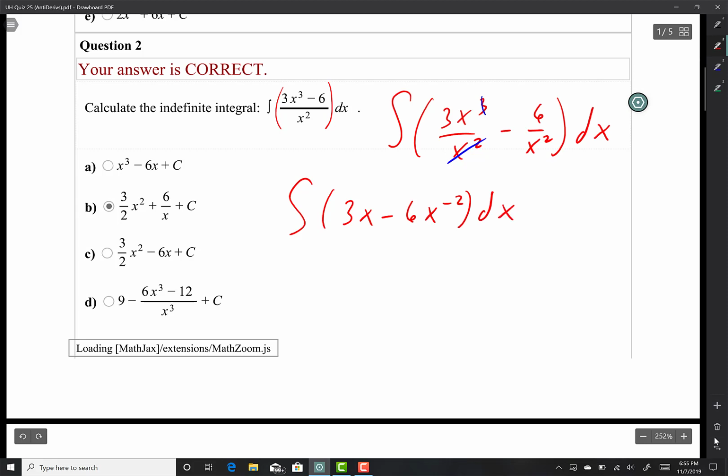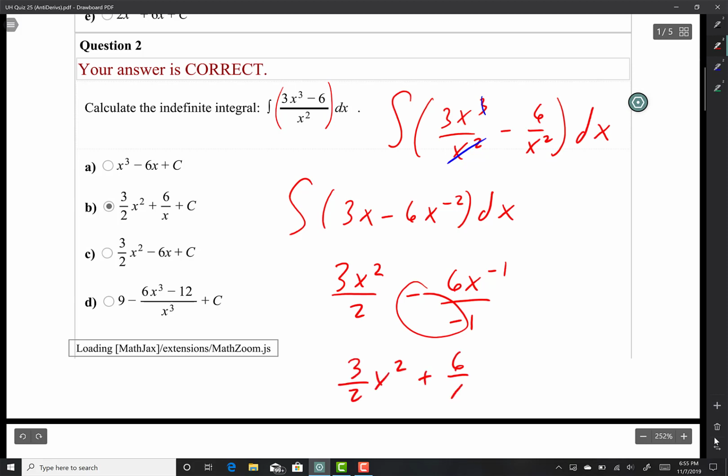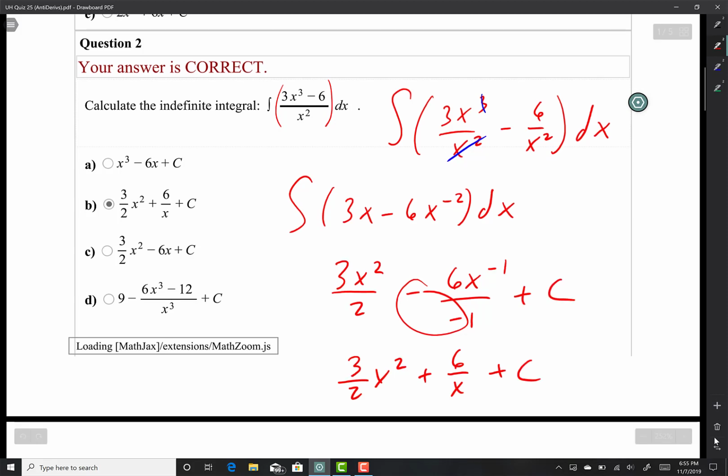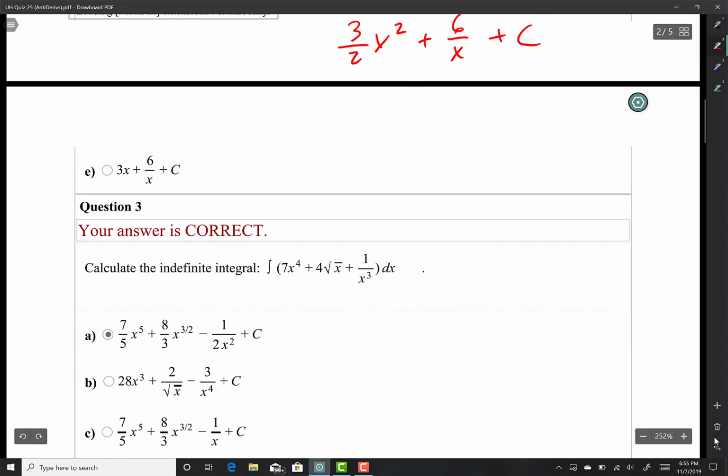And here we go, antiderivative: 3x squared over 2 minus 6x to the negative 1 over negative 1. Negative divided by negative is a positive, so 3 over 2 x squared plus 6 over x plus c. I should have written the plus c there. My apologies. There it is now. Cool or not cool? Cool. All right. Next one, guys.